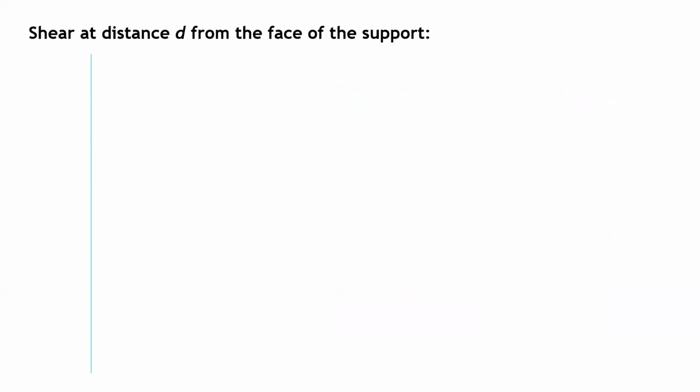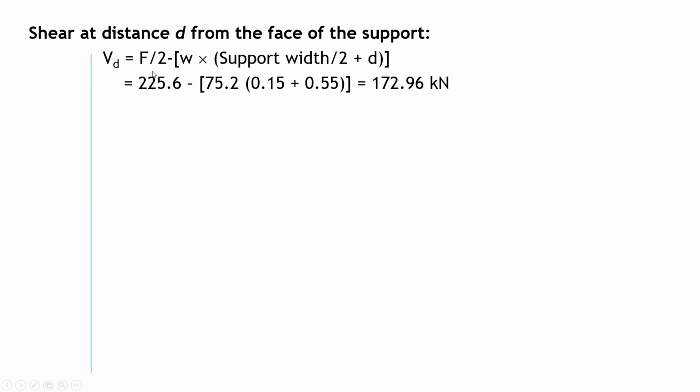Now, the first step to do, we have to get the VC, the shear carried by the concrete, or we can also start by getting the shear at a distance D from the face of support, because anyway we will need it also. So let's start by getting the shear at the distance D from the face of the support. To do that, it will be similar to what we did exactly at the face of the support, but now it will be at a distance D.